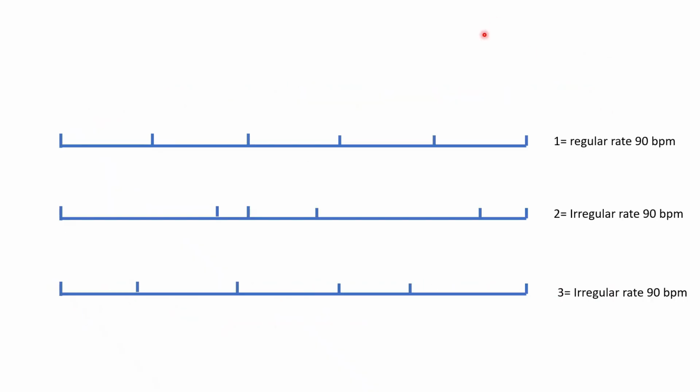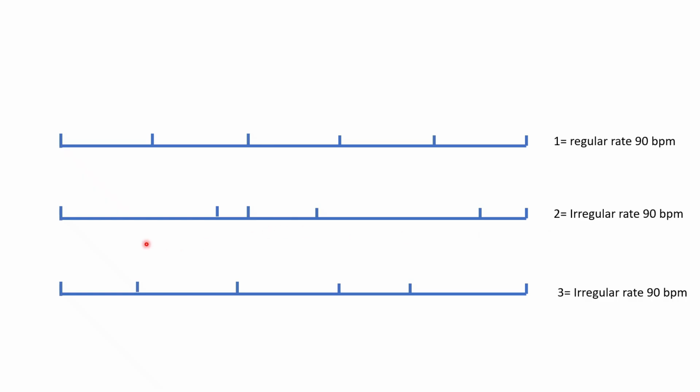Let's take a regular rate of 90 beats per minute, and let's make it irregular in 2 fashions, 2 and 3. It's the same rate, 90 beats per minute, but it's irregular. Changing from a regular to an irregular heart rate can reduce cardiac output by about 15 to 20% even for the same rate, and can increase wedge pressure by about 20%.